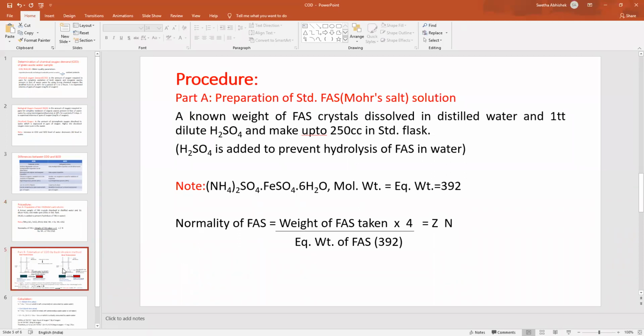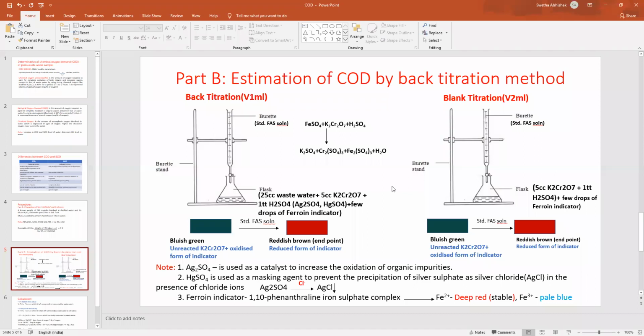Now we go to the second part of the procedure, that is estimation of chemical oxygen demand by back titration method. You have learned how to do direct titration, how to perform indirect titration, and how to carry out titration using an external indicator. Today you are going to find out how COD is determined by the back titration method. In this experiment, you are supposed to perform 2 types of titration, namely back titration, which is the main titration, and blank titration. In back titration, the volume consumed is taken as V1; in blank titration, the volume consumed is taken as V2.